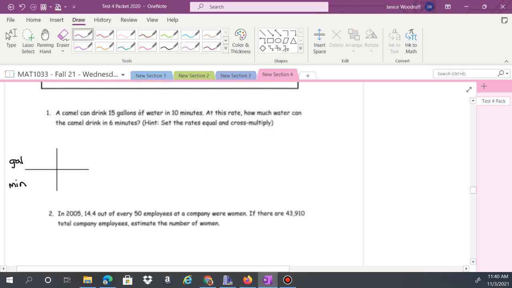So we have a camel can drink 15 gallons in 10 minutes. So that's the same fraction, 15 and 10. And then at this rate, how much water, so that would be gallons, can he drink in 6 minutes? So it's giving you the 6 minutes. This is what you're trying to find. And then that cross helps me set this up because this is one fraction equaling, so the equal sign is where it crosses, one fraction. So 15 over 10 equals x over 6.